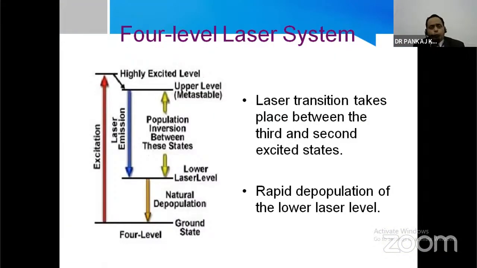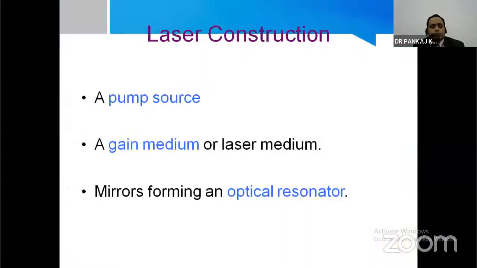If you look at the four-level laser, in the four-level laser the laser transition takes place between the third and second excited states, with rapid depopulation of the lower laser level. This is the four-level laser.